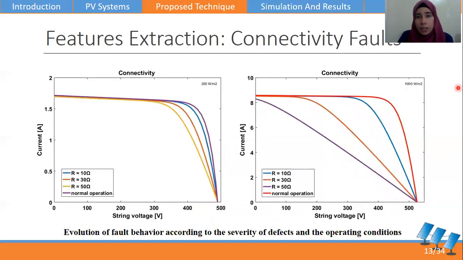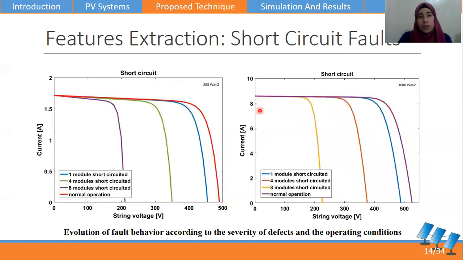In the case of connectivity fault, the V_oc is unchanged, and as the connector resistance increases, the I_sc decreases. Finally, with the short circuit fault, the I_sc remains unchanged, and as the number of shorted cells increases, the V_oc decreases.